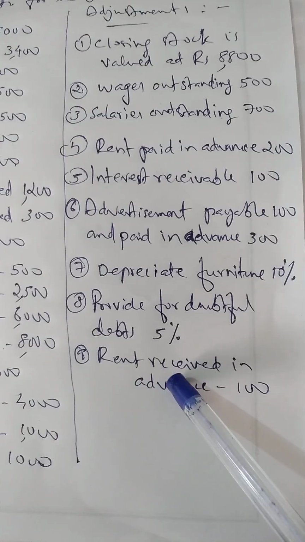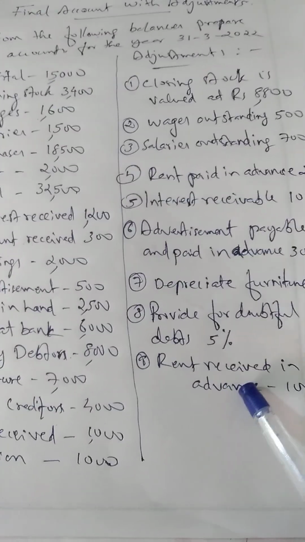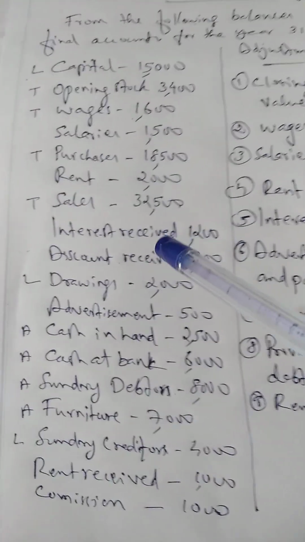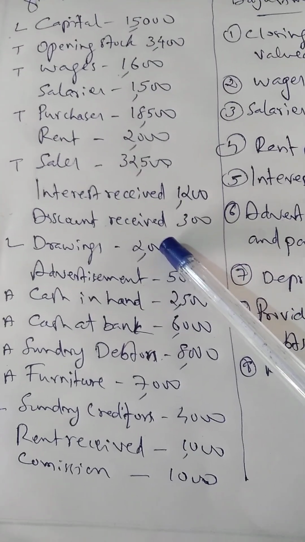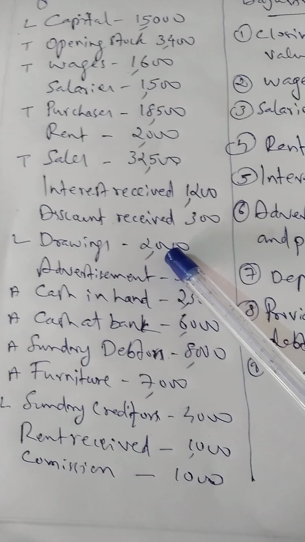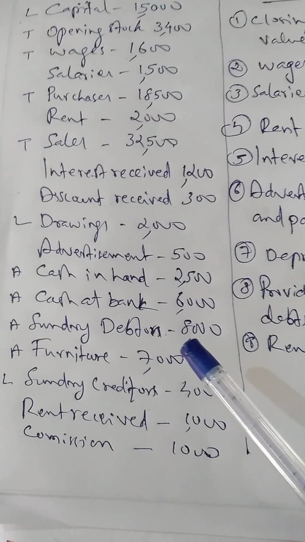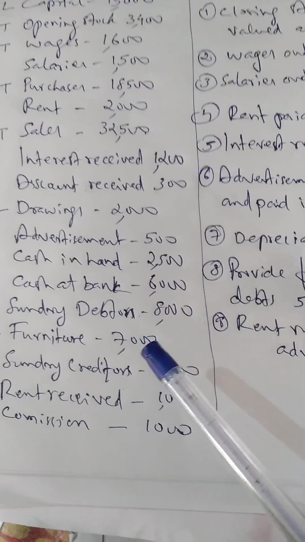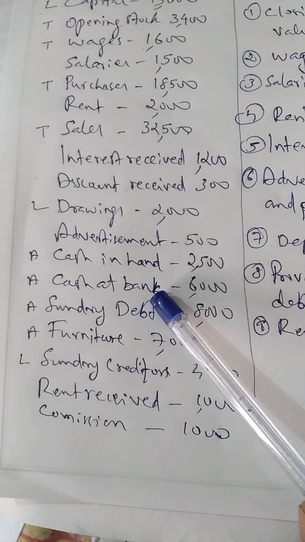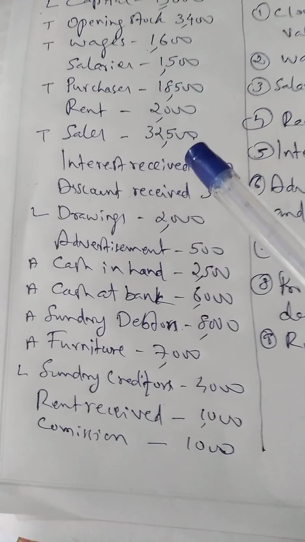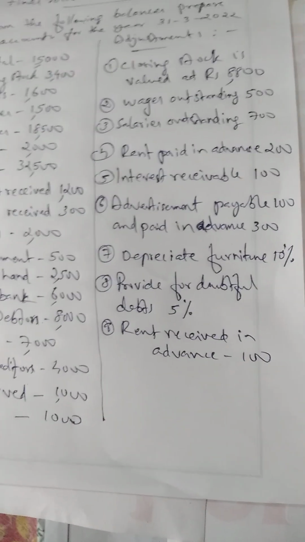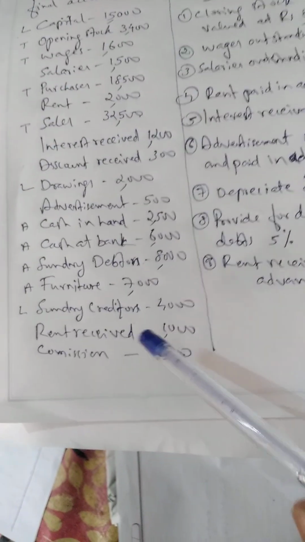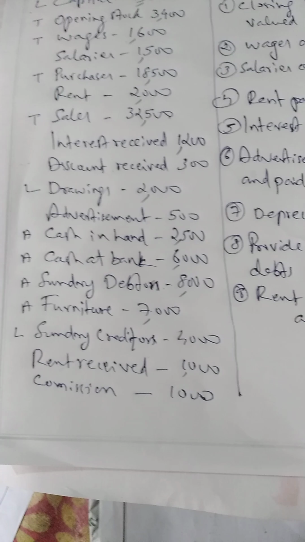If the rent received in advance or any income received in advance is given in the trial balance, it will appear in only one place, which is to be shown on the liability side only. And if it is an adjustment, it should be shown in two places: deducted from the related item on the profit and loss account and shown on the liability side also.